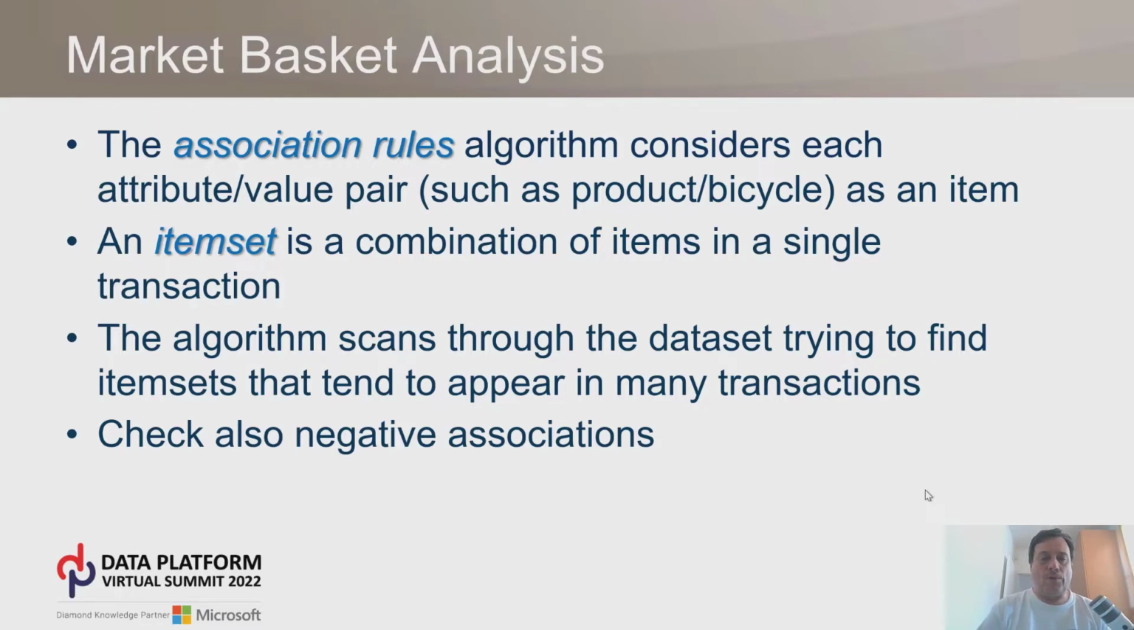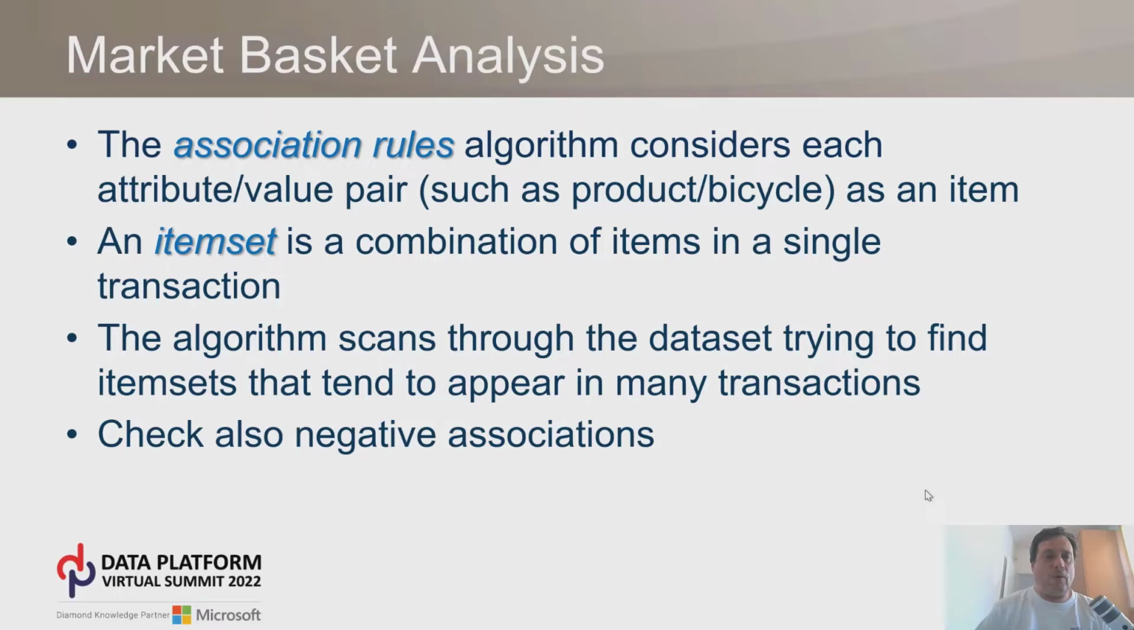Typically, we have orders and then order line items. And the algorithm basically scans through the dataset, trying to find item sets that tend to appear together in many transactions. However, let me point out that although this sounds extremely simple, it can easily become very complicated. The main complication is that we can get, even with only a couple of thousands of products, millions of possible combinations, and it's kind of hard to find out which ones are really important.